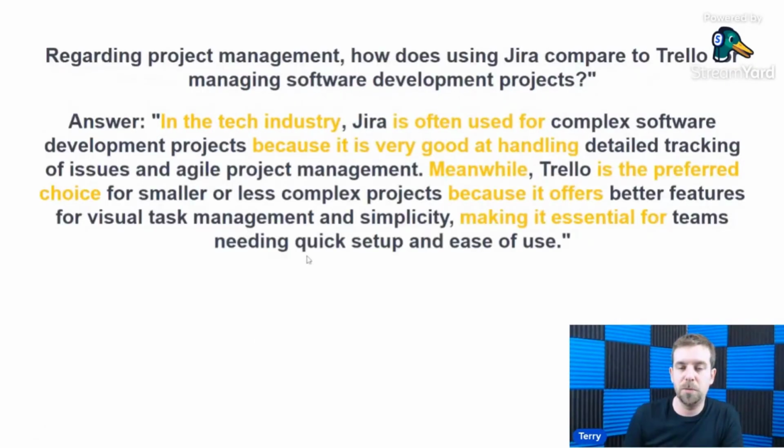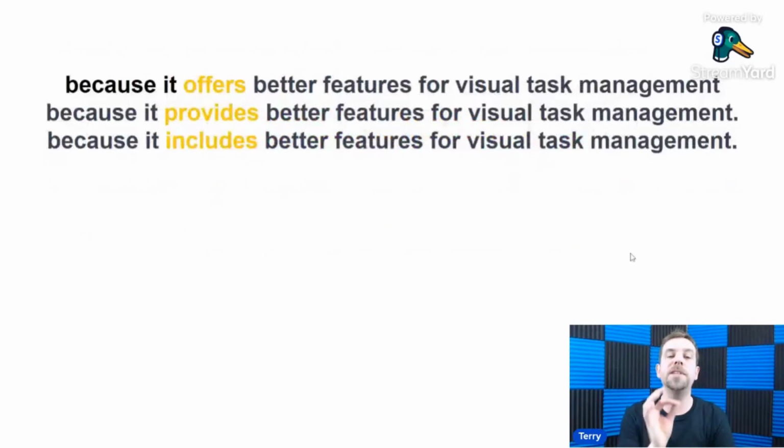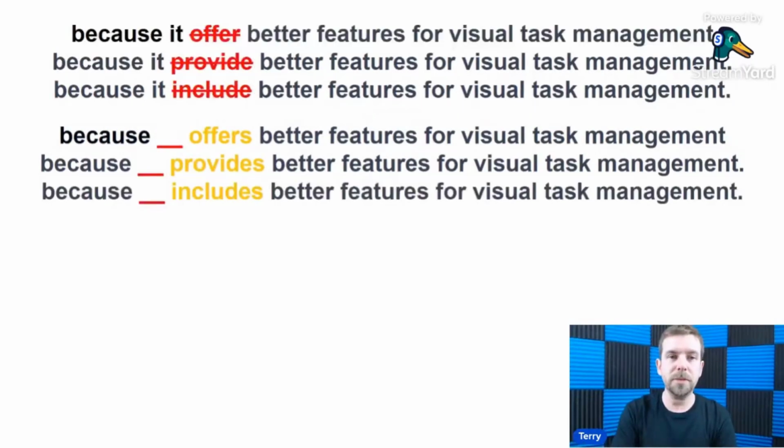Now, we look again at "because it offers." If you see this answer here, almost the second last, "because it offers better features." Now, you have different options with the word offer. You can say because it offers better features, because it provides, because it includes, all right? You have different options.